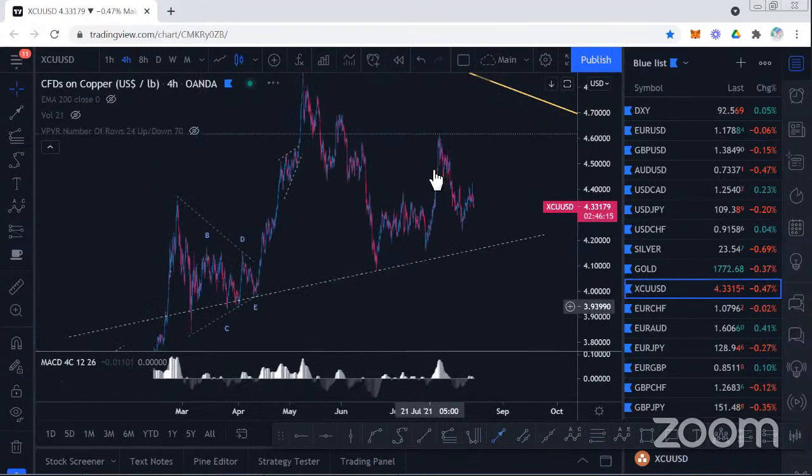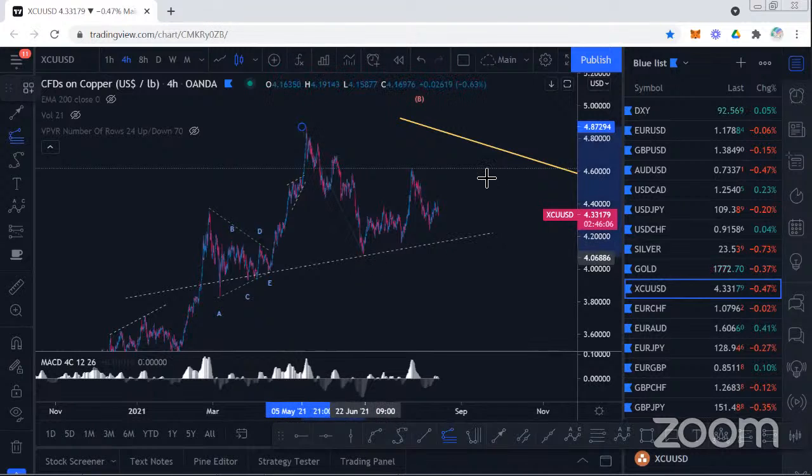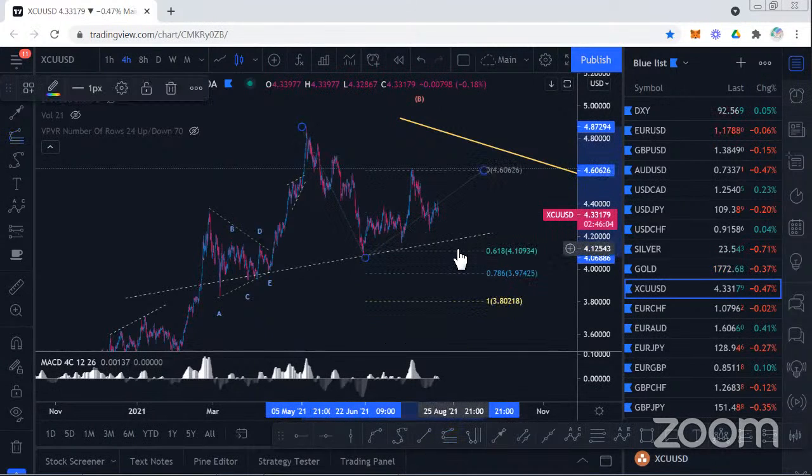Only concern now, because this is a zigzag, is maybe this whole thing is corrective. I don't think it is, but you have to keep that in mind. But if that is the case, your minimum is around about 410. So you need to look at this trade and try getting to break even, basically, as these lows are broken. 3.8, obviously an area of concern as well.